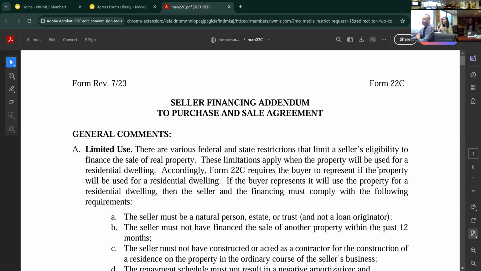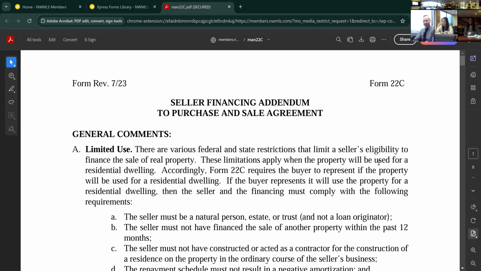All right, so first things first, limited use. There are various federal and state restrictions that limit a seller's eligibility to finance the sale of real property. These limitations apply when the property will be used for a residential dwelling. Accordingly, Form 22C requires, it's called payment terms.